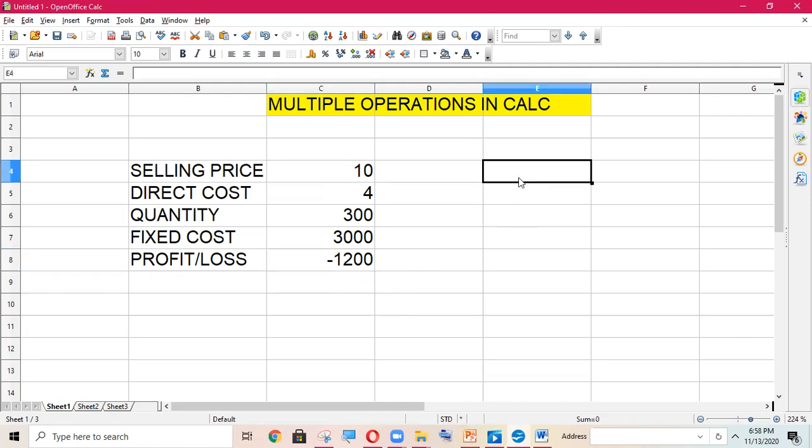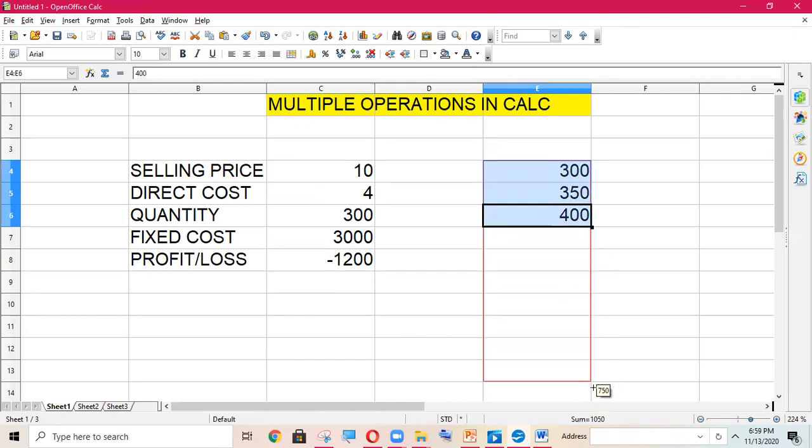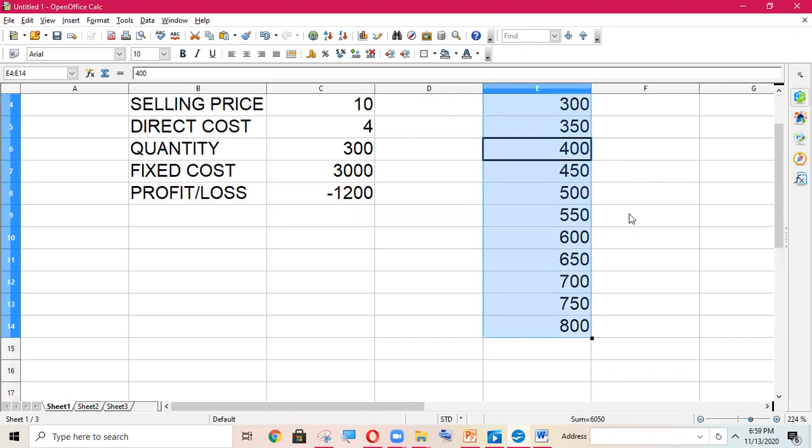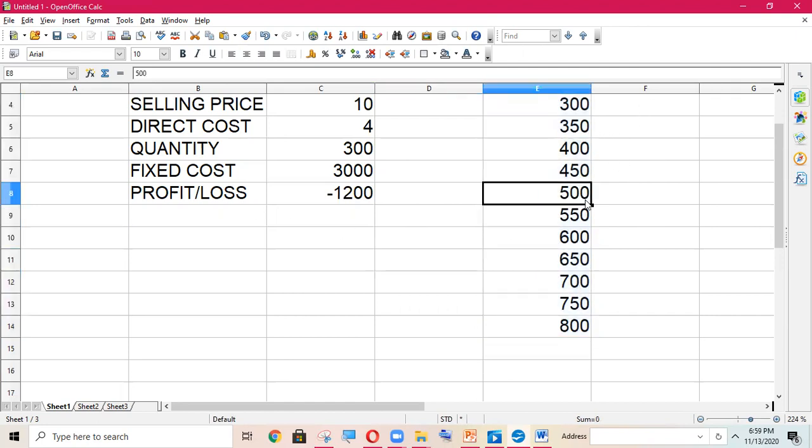So now let me check what value I'll get for a profit. So I'm giving 350, 400. Okay. Now let me drag this. So I get the numbers. So I got the numbers now. Now what I have to do is check, if I sell 300 pens, will I get a profit or loss? Will I get a profit or loss with 500 pens? So now let's check that.